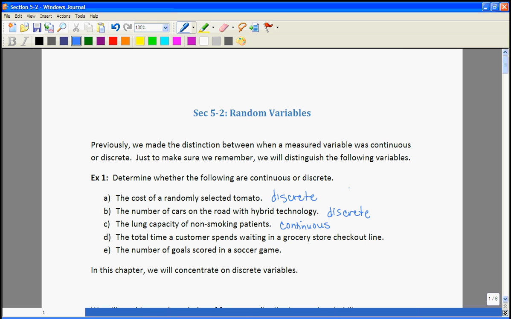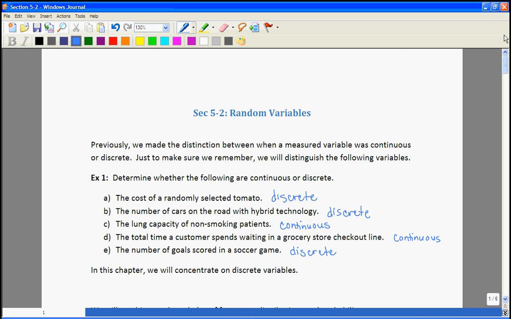D, the total time a customer spends waiting in a grocery store checkout line. Well, maybe we might think of it in terms of minutes, but we could also get down to seconds, and we could also get down to the nearest tenth of a second, the nearest 100th of a second, and on and on and on, similar to the measurement we had with the lung capacity. So this again would be continuous. And E, the number of goals scored in a soccer game. Something countable, 1, 2, 3, 4, 5. We can't have 1.5 goals, and we're not going to go past a whole number, so this would be discrete.